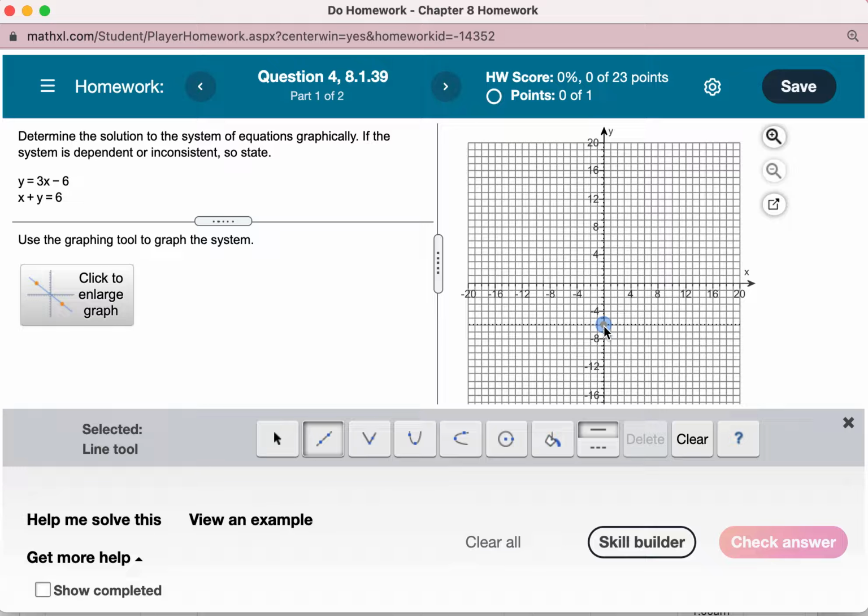Then my slope is 3. That means I go up 3 points to the right one and then put my dot. I've graphed the first equation.